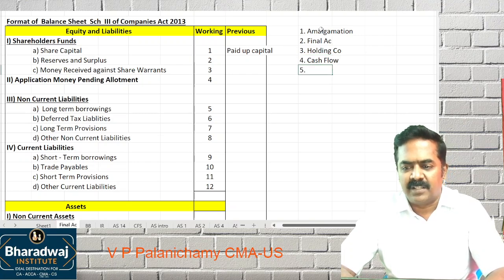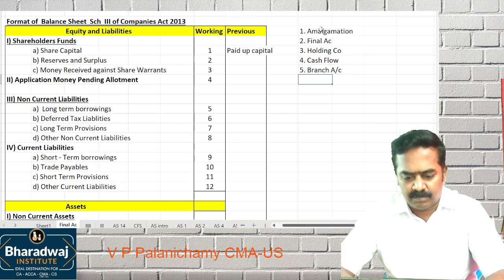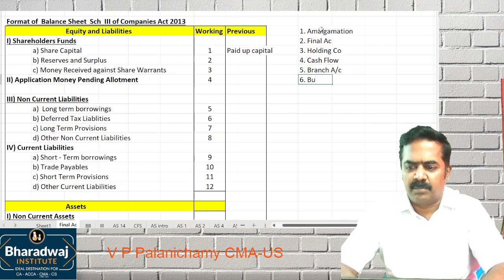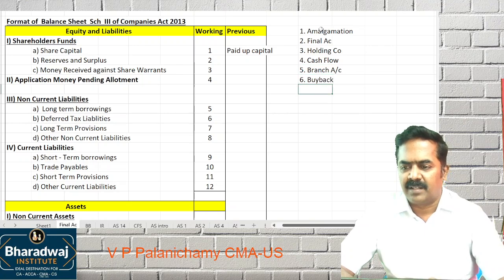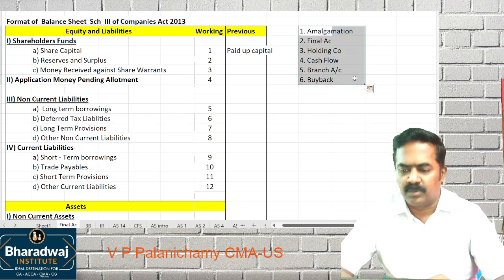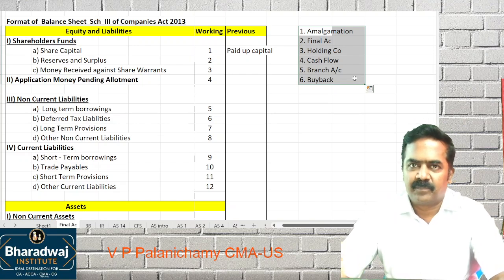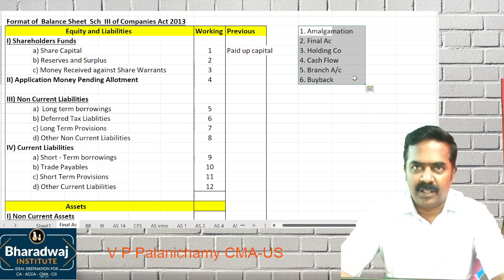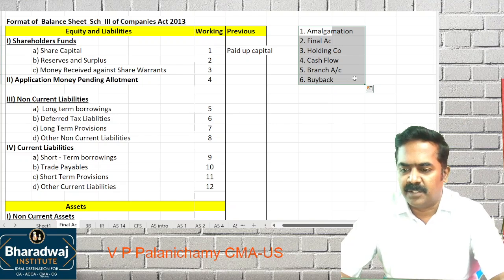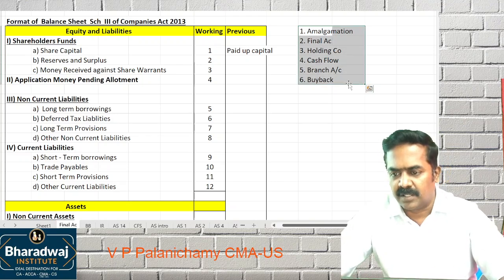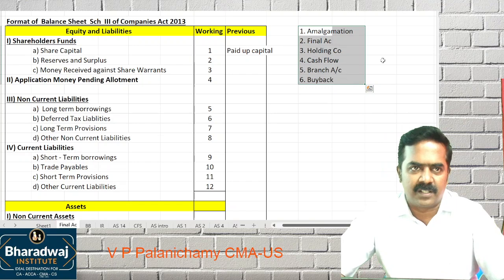Then your RTP is not containing branch accounts, and there are one or two questions on buyback of shares. But these 6 chapters, if you are thorough, you will be able to attempt questions for about 50 to 60 marks. I'm telling you, without MCQ. MCQ is separate. Apart from MCQ, these 6 chapters are tested for about 50 to 60 marks in the exam.